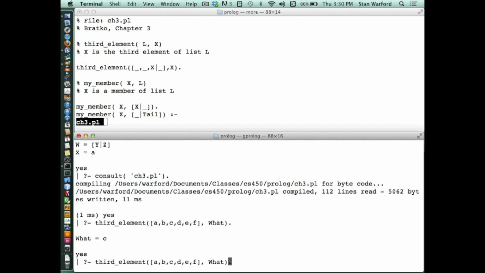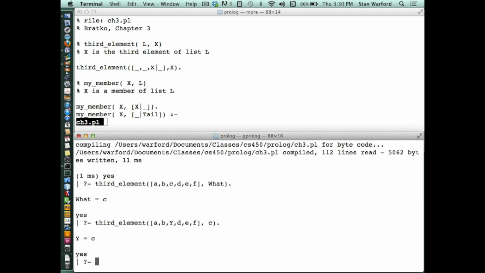Only this time, instead of A, B, C, D, suppose we do third element A, B, Y, D, E, F, and over here we put the C. Now what do you suppose is going to happen? Y is not equal to a list. Capital Y is the variable. So what does the variable get instantiated to? Y is C. Yes. Y will be instantiated to C because it's the third. That's what third element means.